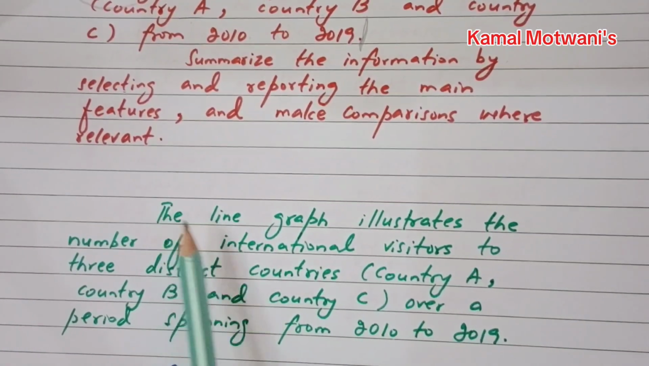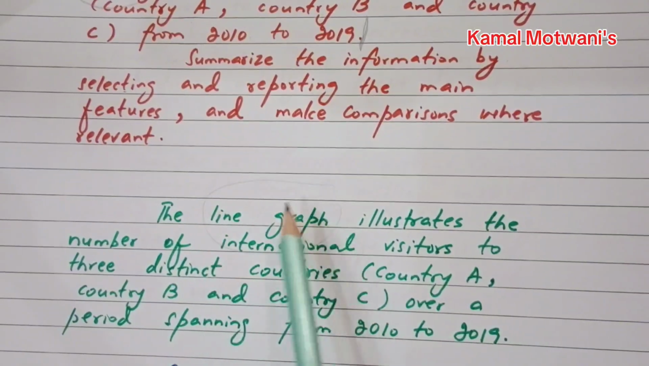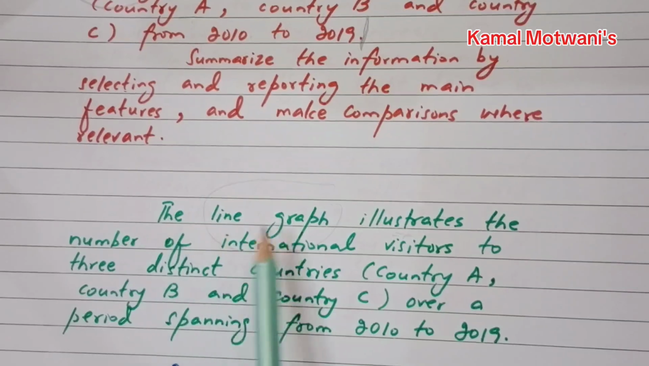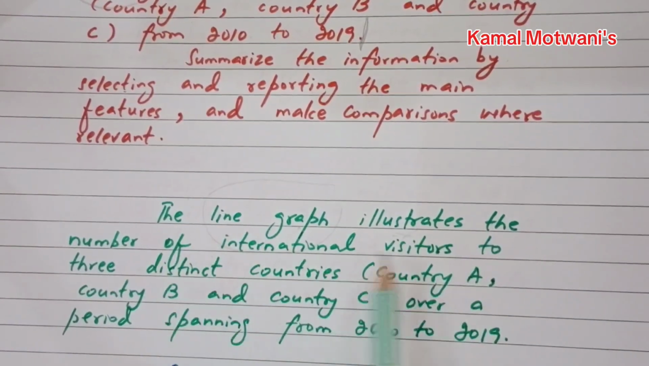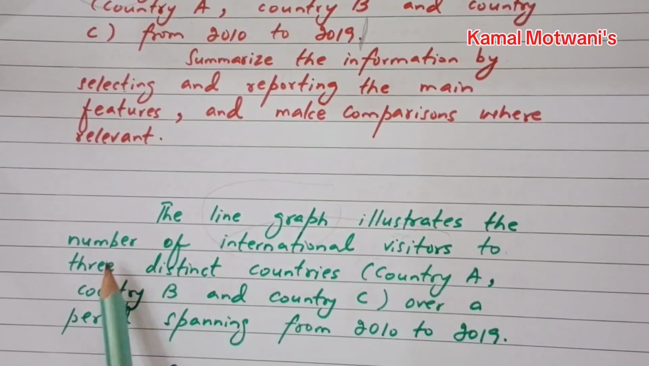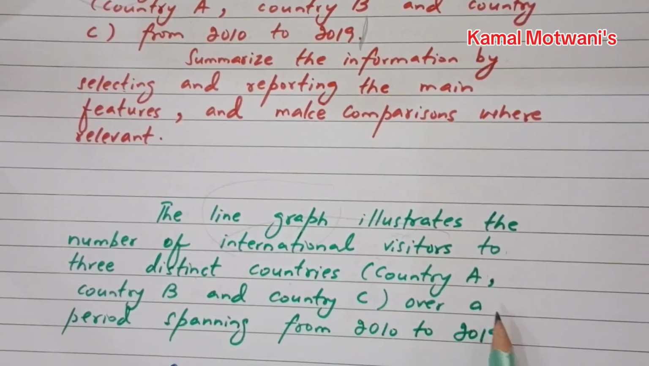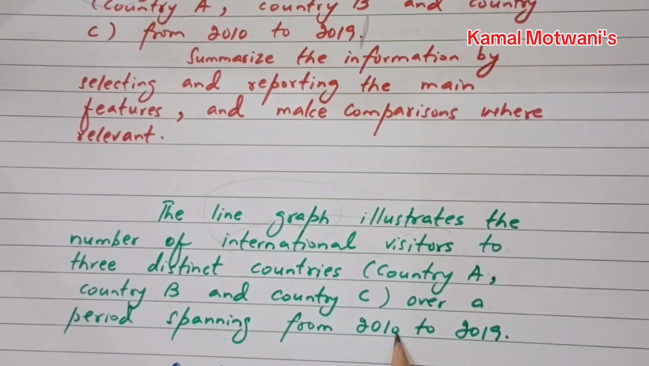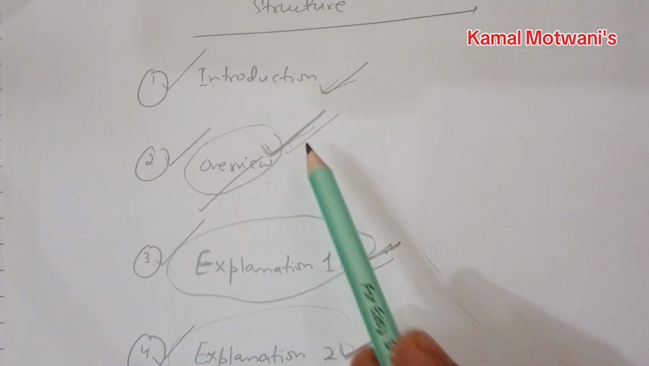Okay, let's read it. The line graph, see, I have not replaced this main keyword. I have replaced the word shows with illustrates. The line graph illustrates the number of international visitors to three distinct countries, country A, country B, and country C, over a period spanning from 2010 to 2019. That is the easiest way to write the introduction of IELTS Writing Task 1. Now let's move on and see how I have written the second paragraph regarding the overview.